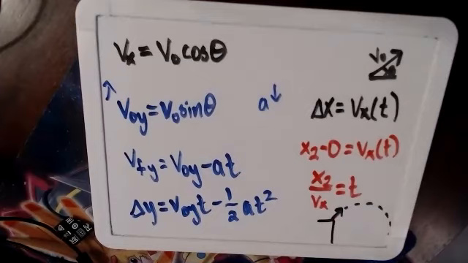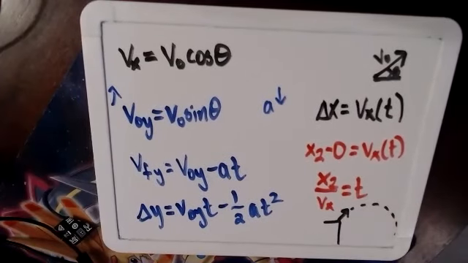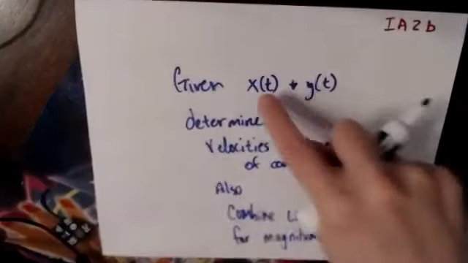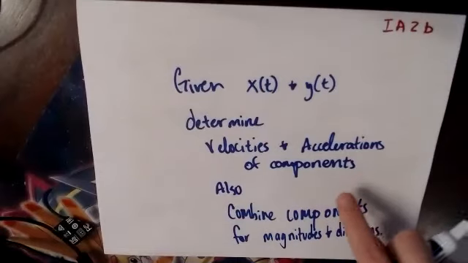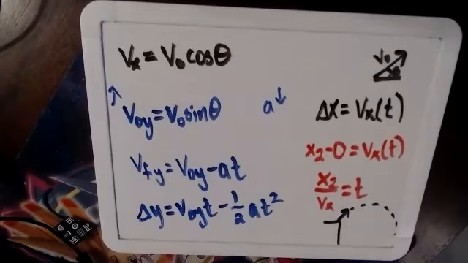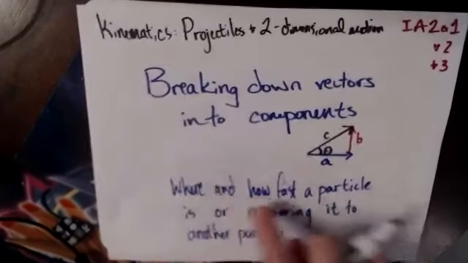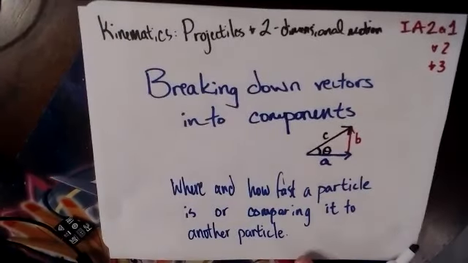So those are the main techniques that you would use with projectile motion, thinking about what I could do to solve for those values and variables when it comes to, given a position as a function of time, determining the velocities and components of the acceleration, or where and how fast a particle is compared to another particle. So where is it in relation to this wall that we're throwing the object at?